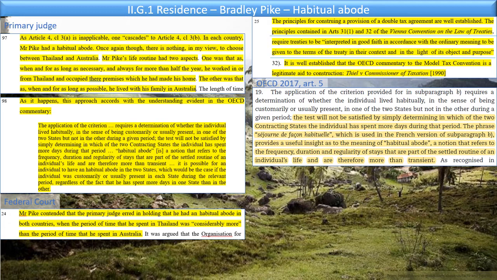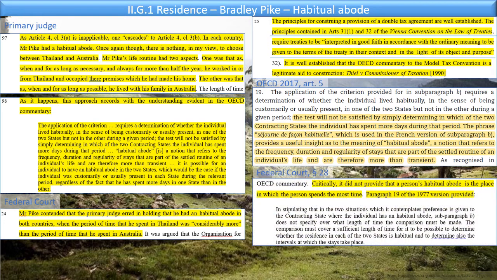provides a useful insight as to the meaning of habitual abode, being a notion that refers to the frequency, duration, and regularity of stays that are part of the settled routine of an individual's life and are therefore more than transient. And the commentary goes on to explain that you really need to look at the broader context, and sometimes you also have to look at more than just the period in which there was dual residence. And the court goes wrong here, because the Federal Court, the three judges, quote the commentary, but they quote the wrong part of the commentary, right?